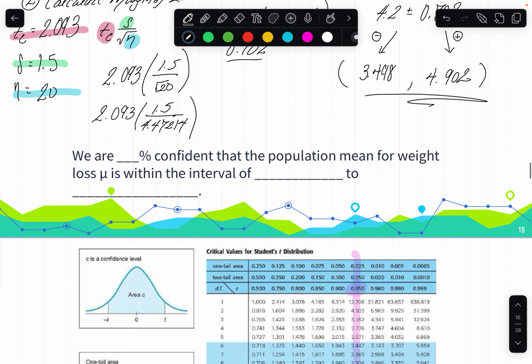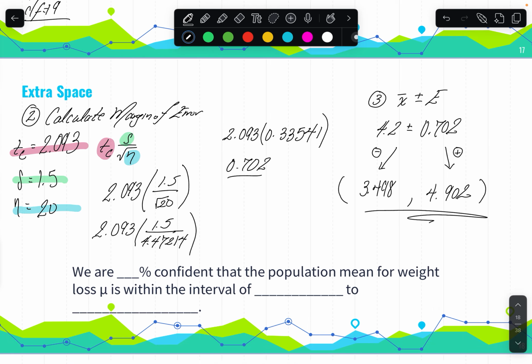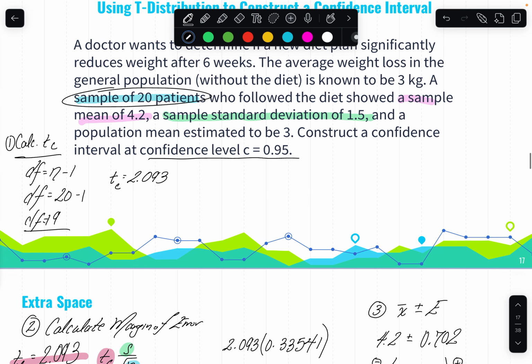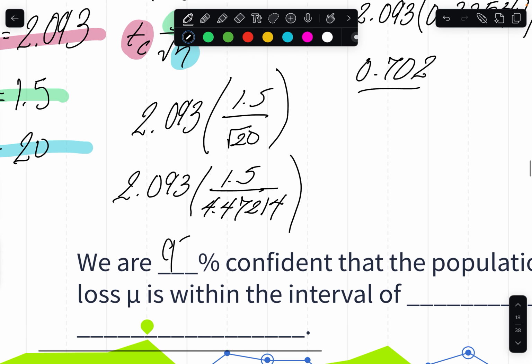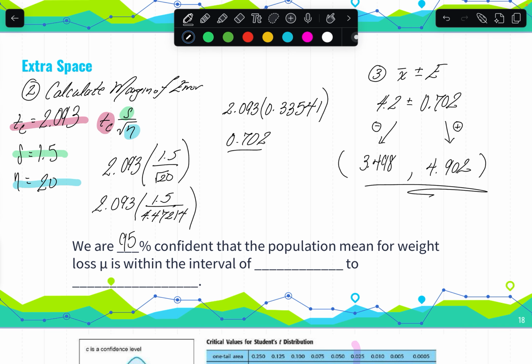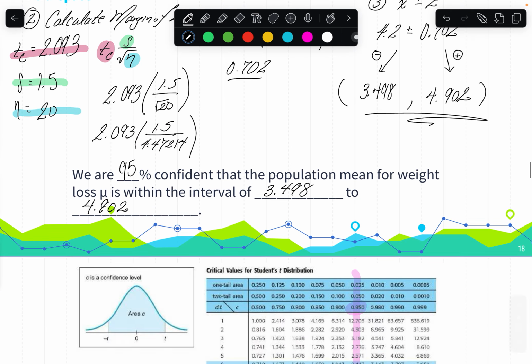Okay, this is our confidence interval, which usually is like the end of the problem, but for completeness' sake, let's give the interpretation. Okay, so the interpretation I have written out in text on the bottom here. We're going to fill in the blanks here. We are blank percent confident. This is asking for what the confidence level was, and you want to write it as a percentage. So we are 95% confident that the population mean for weight loss mu is within the interval of, write your lowest bound for your confidence interval, 3.498 to 4.902. Okay, and that is a successful conclusion to your confidence interval for this problem.